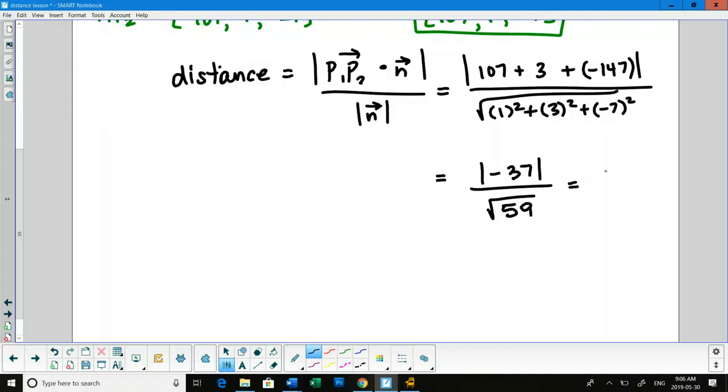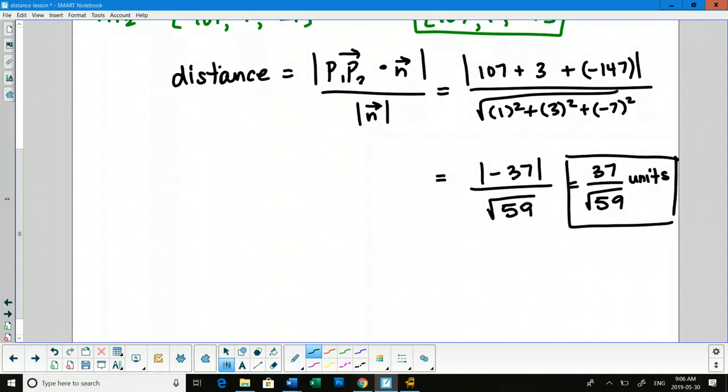And I'm taking the absolute value because we don't ever want to express distance as a negative. Sometimes our dot product gives us the negative option, and we definitely want the positive option there. So this is going to be 37 over root 59 units from the point to the plane. And this gives me the shortest distance from the point to the plane.